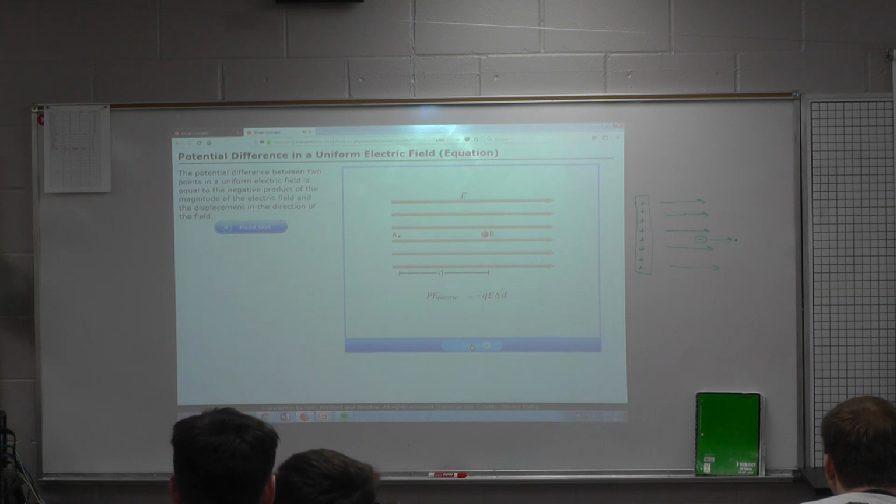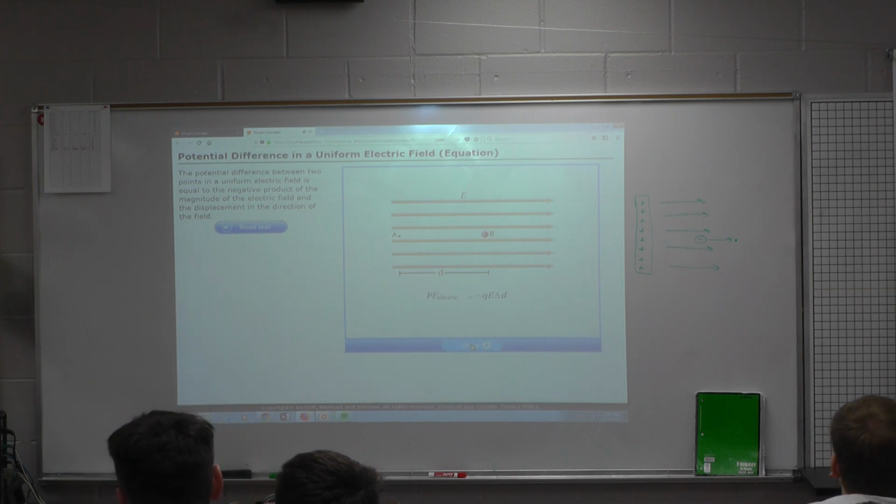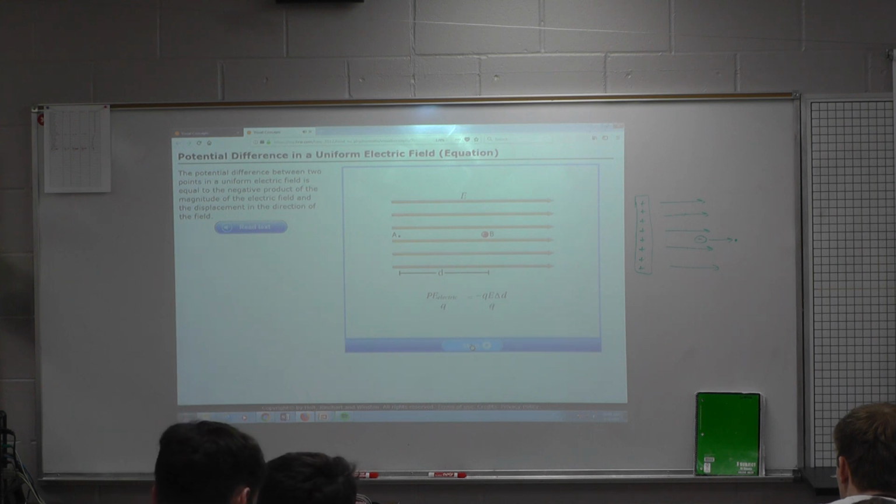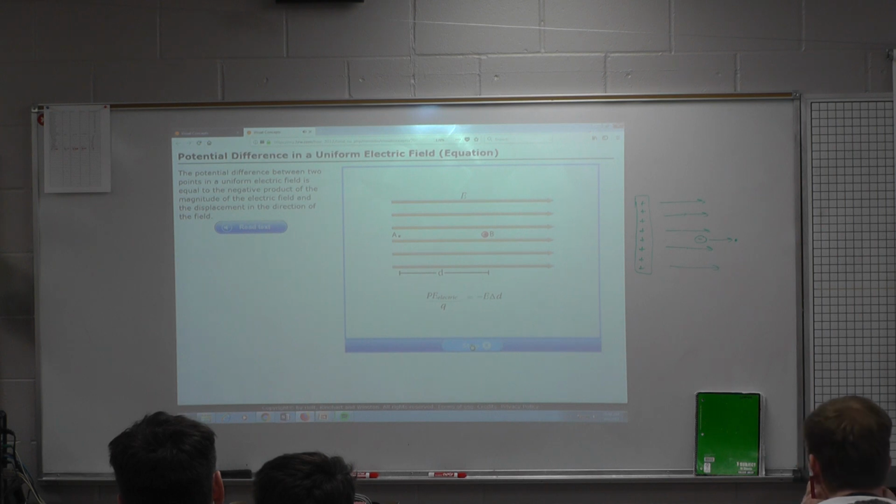Just as the gravitational potential energy of a mass falling through a gravitational field decreases, the electric potential energy of a positive charge moving in the direction of an electric field also decreases. Since potential difference is defined as potential energy per charge, the expression for potential difference in a uniform electric field is the potential energy divided by the charge. In this equation, displacement is taken to be in the direction of the electric field. Displacement in a direction perpendicular to the field.